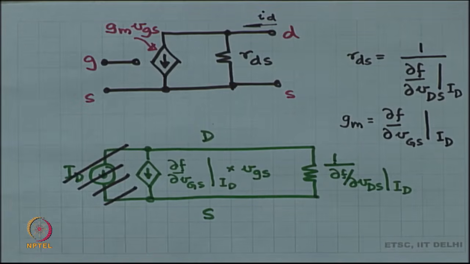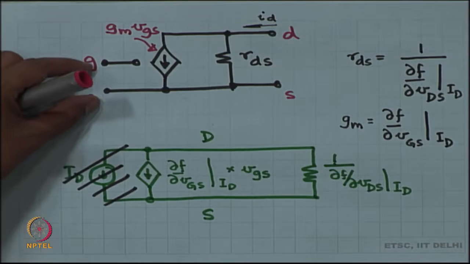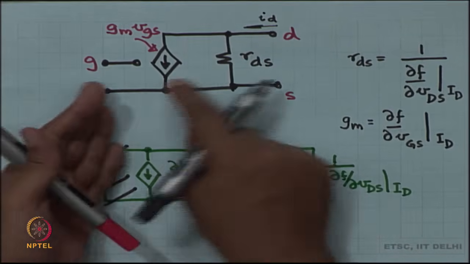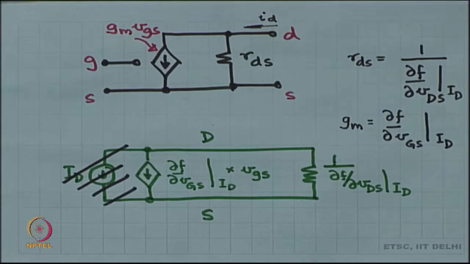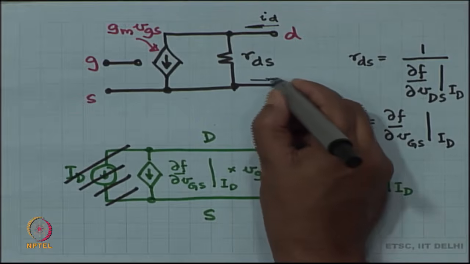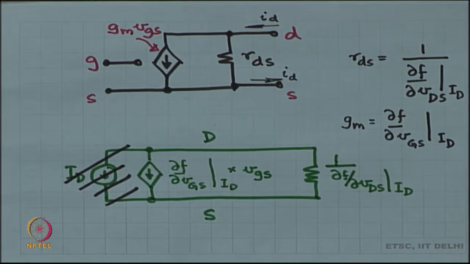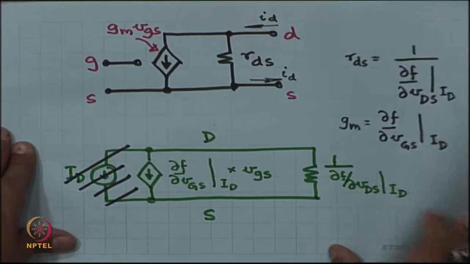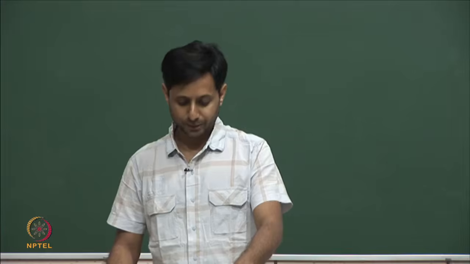Okay. So, if I apply some incremental gate to source voltage according to this MOSFET model, I will get an incremental drain current. That is the idea. Fine. Now, how do you compute these partial derivatives at the operating point?